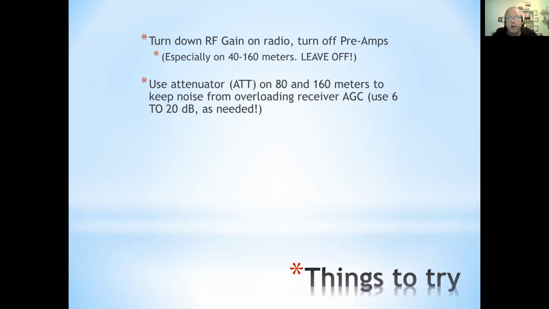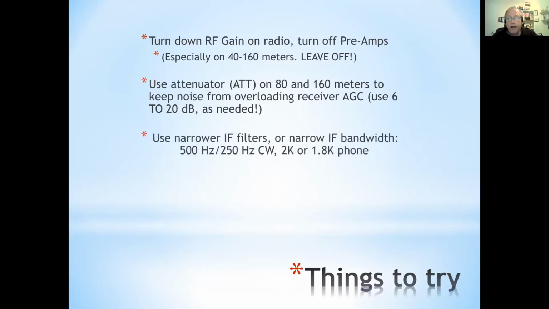And sure enough, using the attenuator on 80 meters, it actually knocked the noise level down, but the signals were still there. So try using the attenuator, especially on 160 meters. A lot of guys will use up to 20 dB of attenuation on a 160 meter signal.